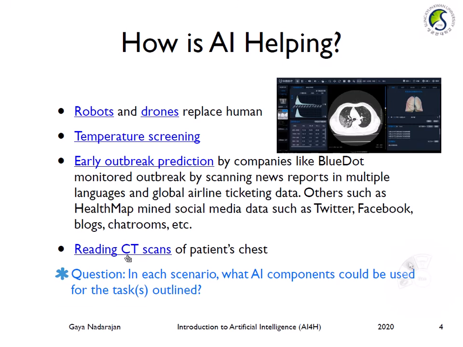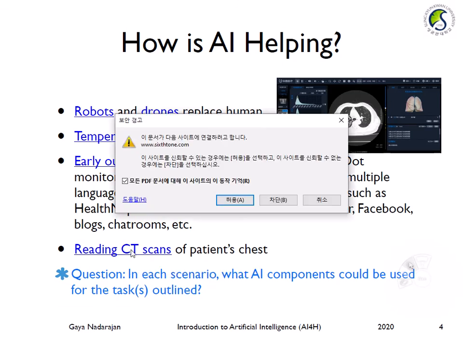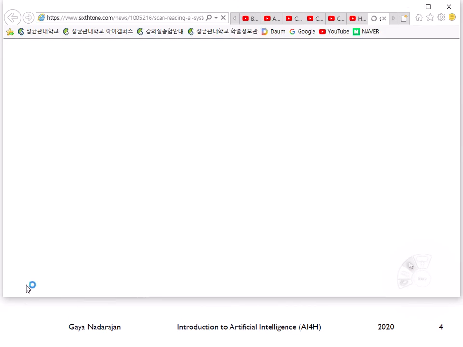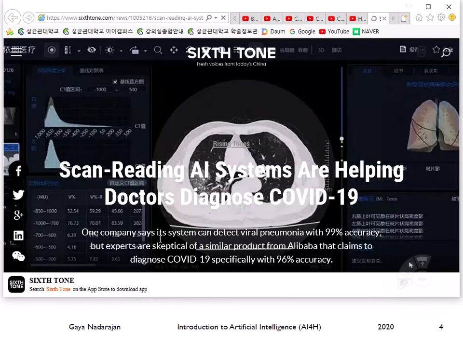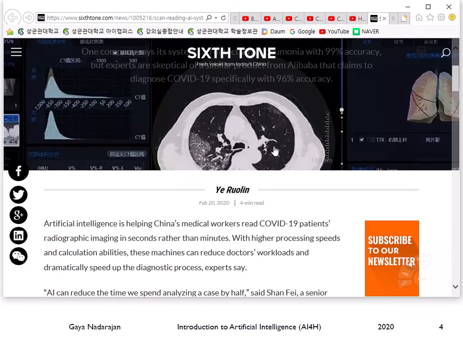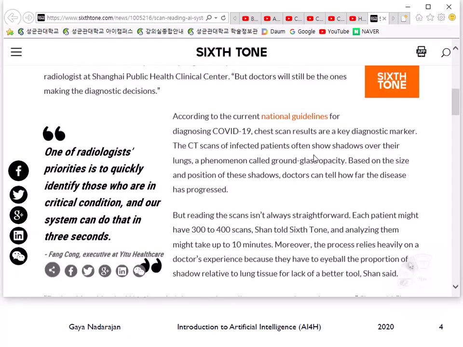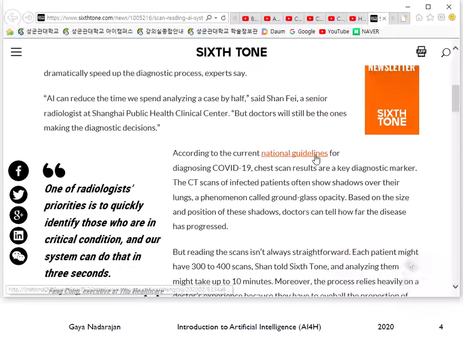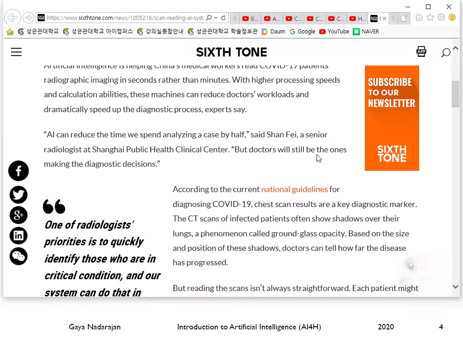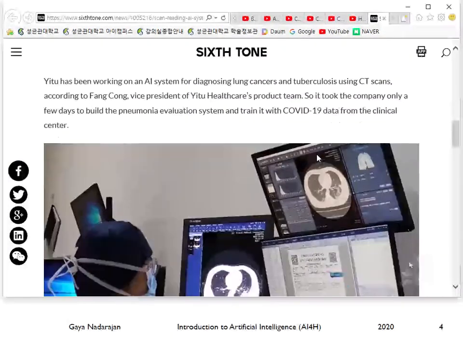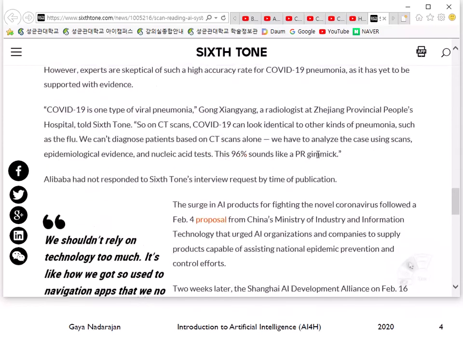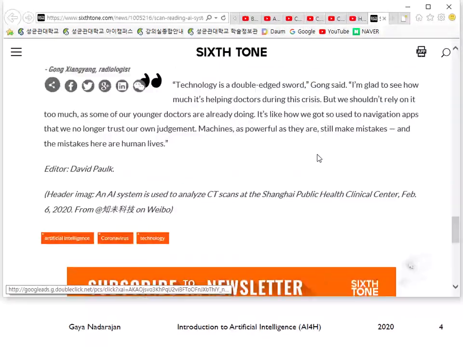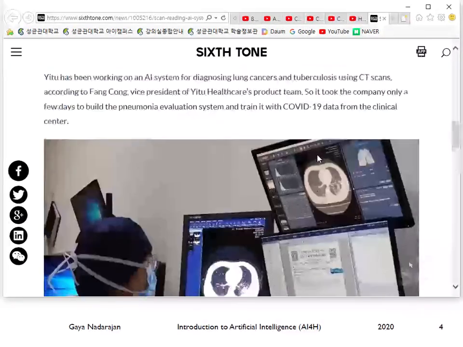Okay, and finally we will look at CT scans. Okay, sorry, this is actually not a video, but it's an article, so you can read about the CT scan situation, how CT scans are used.